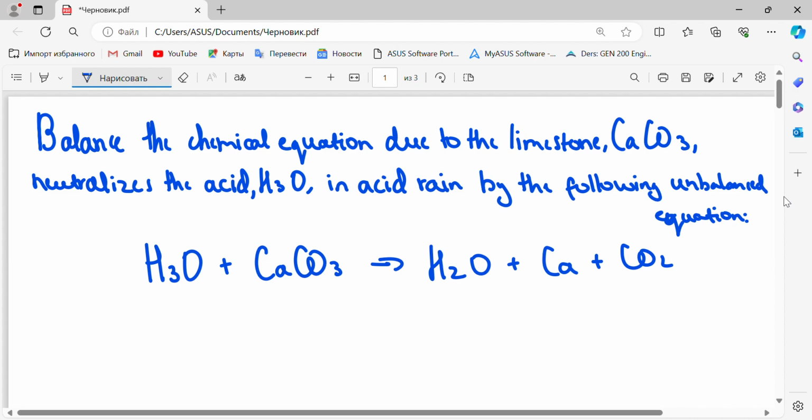So we have an equation. Our task is to balance that chemical equation. Due to the limestone, calcium carbonate neutralizes the acid trihydrogen in acid rain by the following unbalanced equation. So we have trihydrogen plus calcium carbonate is equal to water plus calcium plus carbon dioxide.